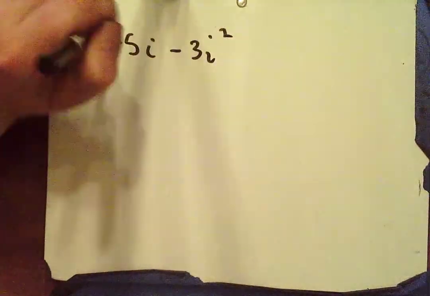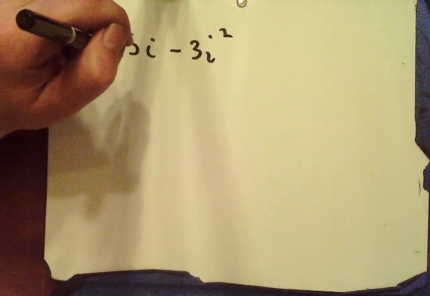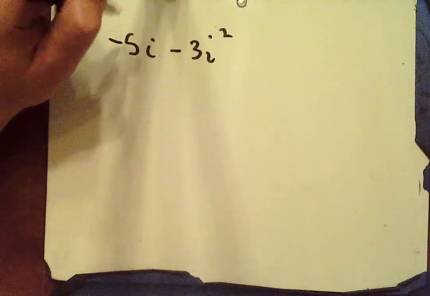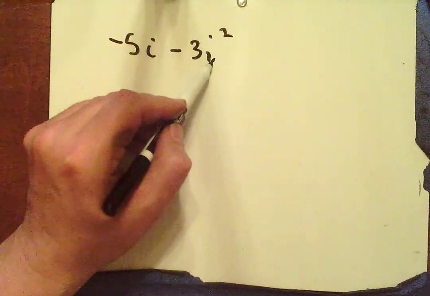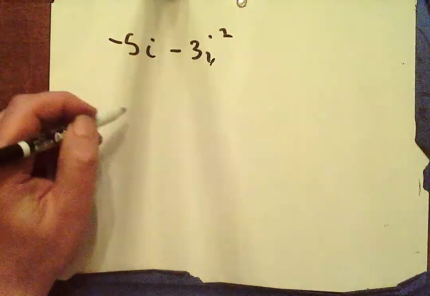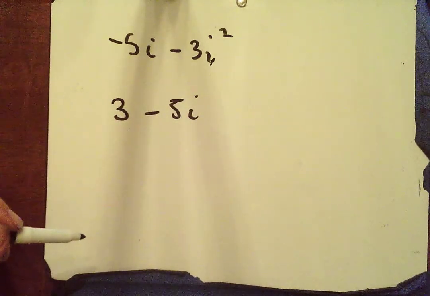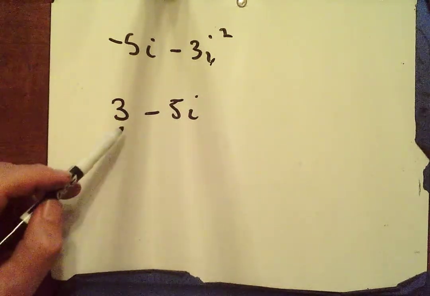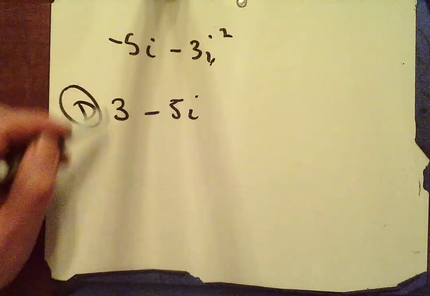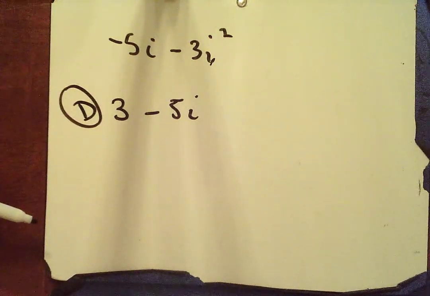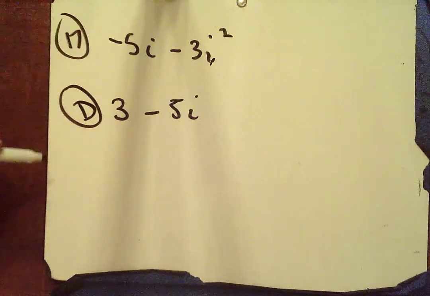17. 17 says that negative 5i minus 3i squared simplifies to which number? Well, we remember that i squared is negative 1. Negative 1 times negative 3 is positive 3. I still have this minus 5i. There's nothing I can do about that here. And I see 3 minus 5i is choice D. D for number 17. What about 18?